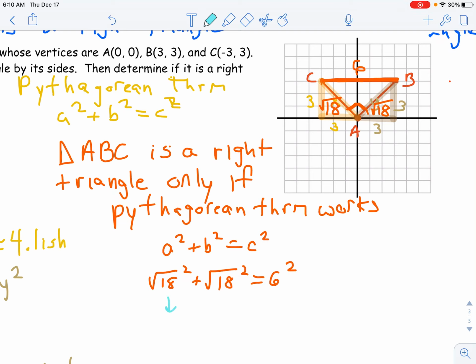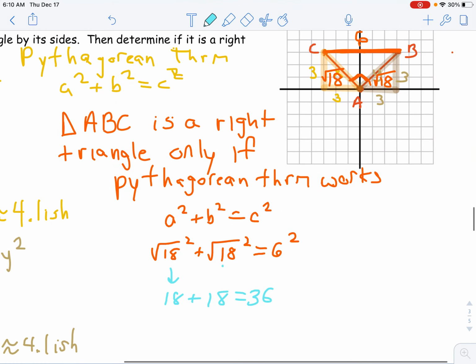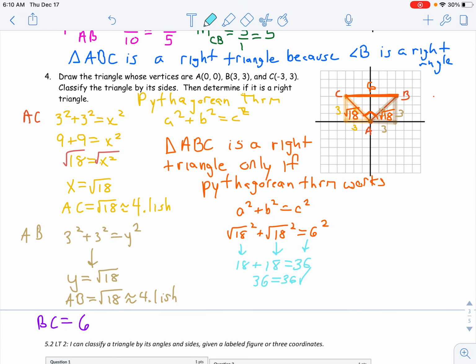Square root of 18 squared, it's going to blow your mind, it's just 18. And 6 squared is 36. So we get 18 plus 18 equals 36. So 36 equals 36. Pythagorean theorem holds true.